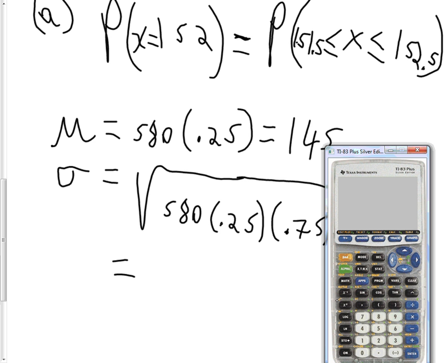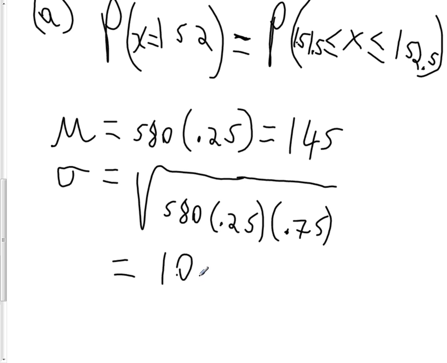Let's see. So we have the square root of 580 times 0.25 times 0.75, n times p times q, and we get that this is equal to 10.4. So we have 10.4 as our value for sigma. So the standard deviation is 10.4, and the mean is 145.